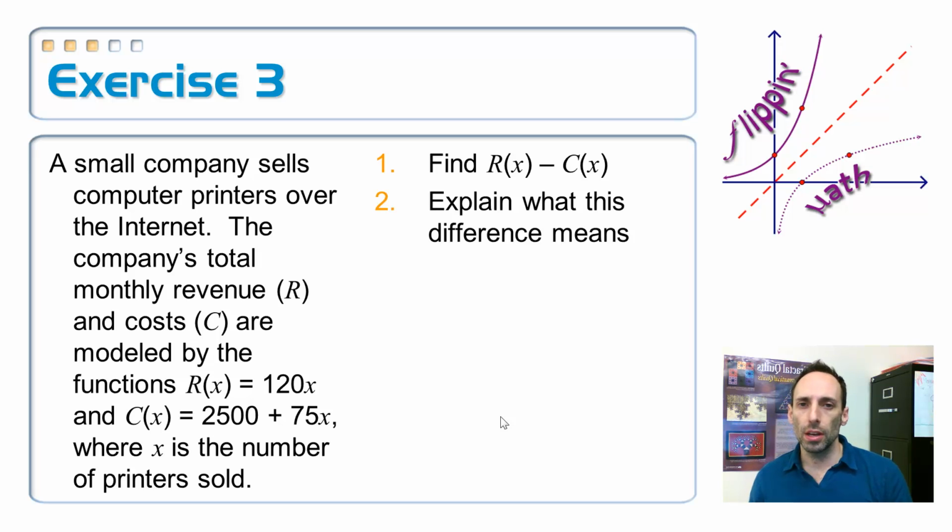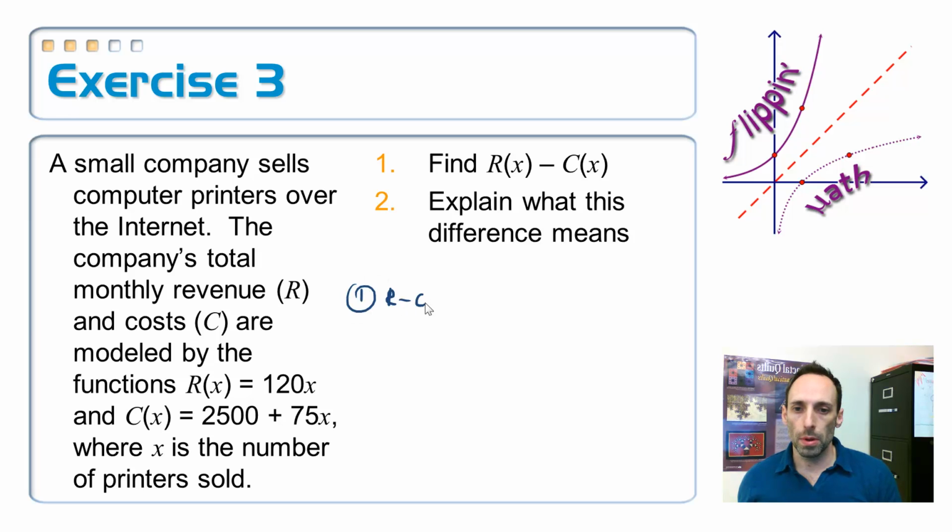It's a little application, but it's a pretty easy application. A small company sells computer printers over the internet. The company's total monthly revenues R and costs C are modeled by these two functions. So R of x is 120x, and C of x is 2,500 plus 75x, where x is the number of printers that they sell. So the first question here is, what is R minus C?